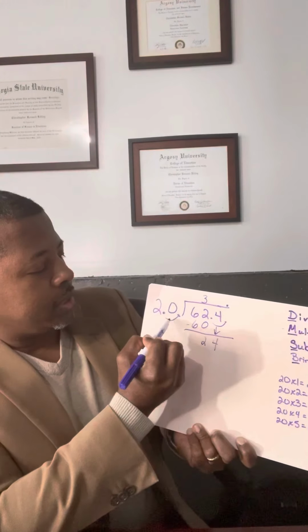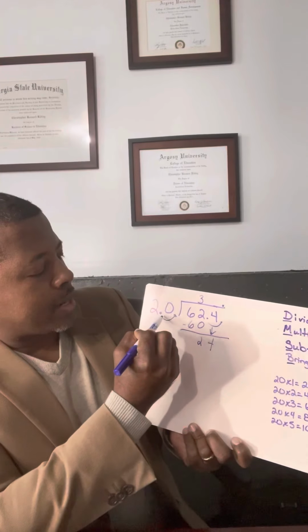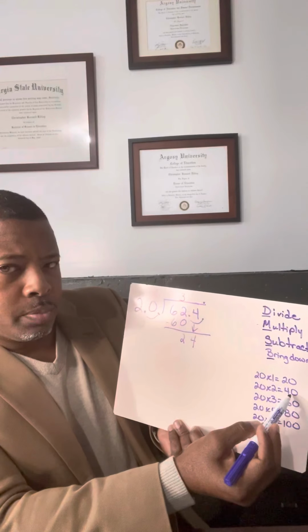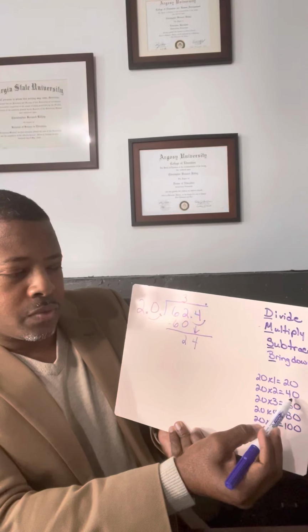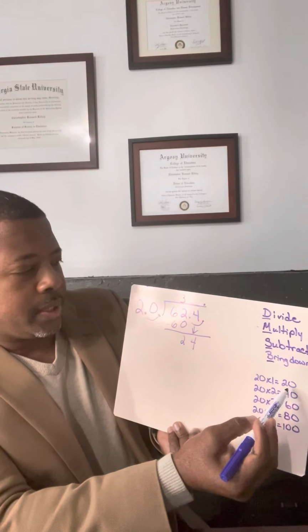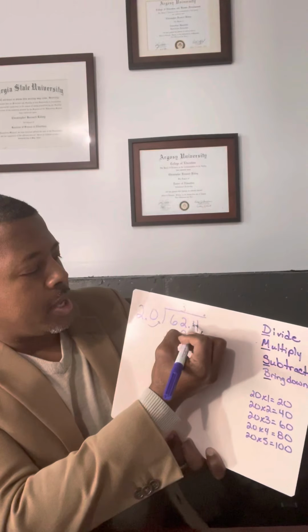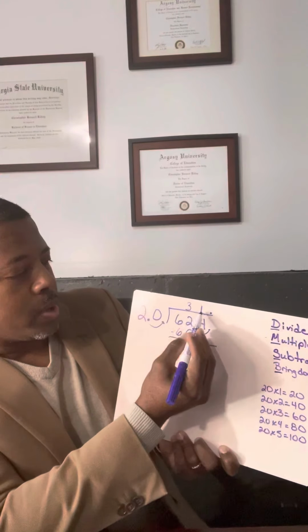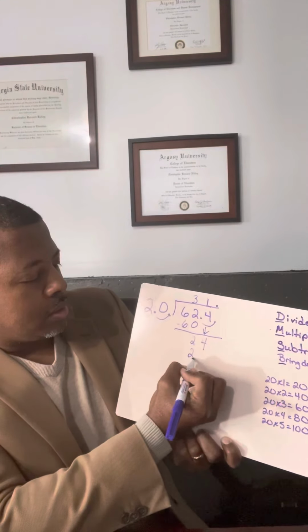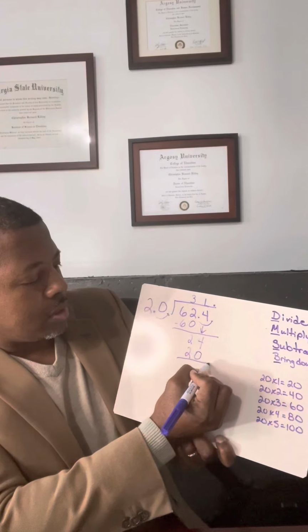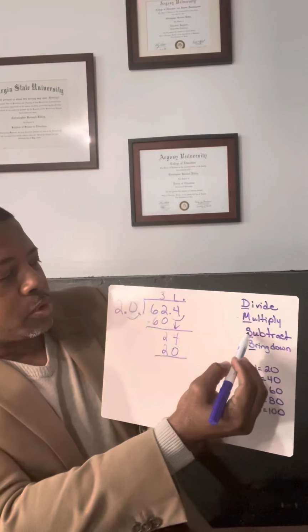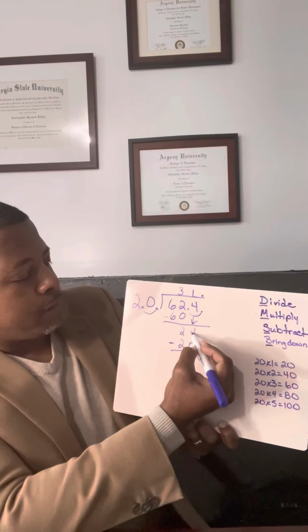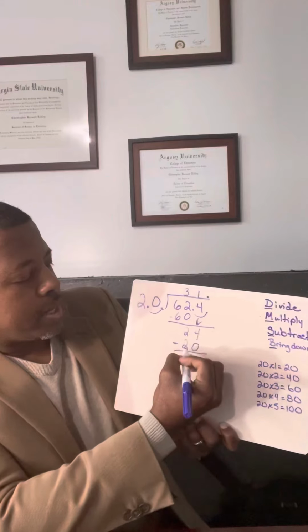Then I say 24 divided by 20. So I look over here and I say, 40 is too big, which is 20 times 2. That's 40. That's too big. So it must be 20. So I say 20 times 1. I put my 1 over the 4. And I say 1 times 20 gives me 20. Okay. I'm going to now move to my next step of subtraction. So I'm going to subtract. 4 minus 0 is 4. 2 minus 2 is 0.